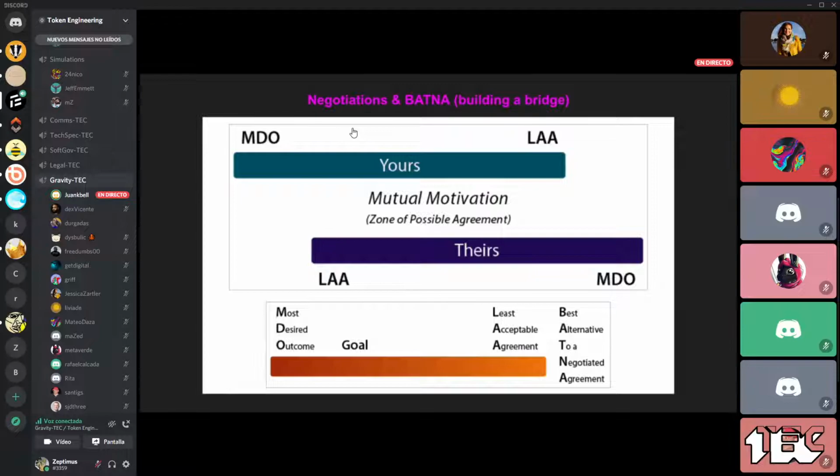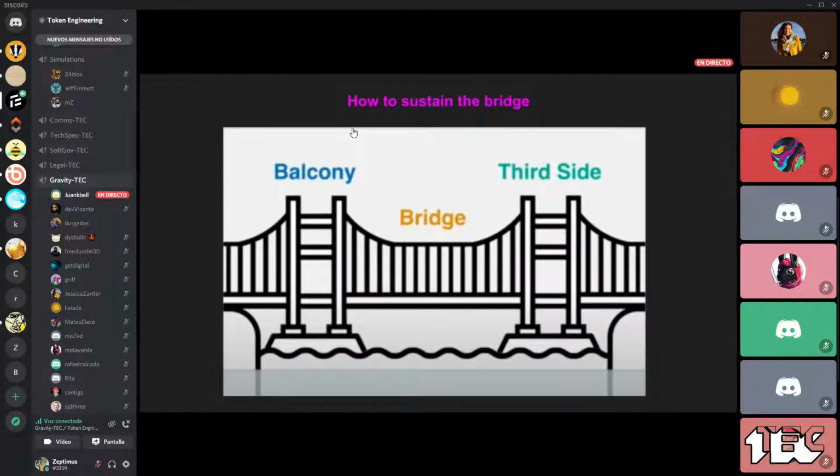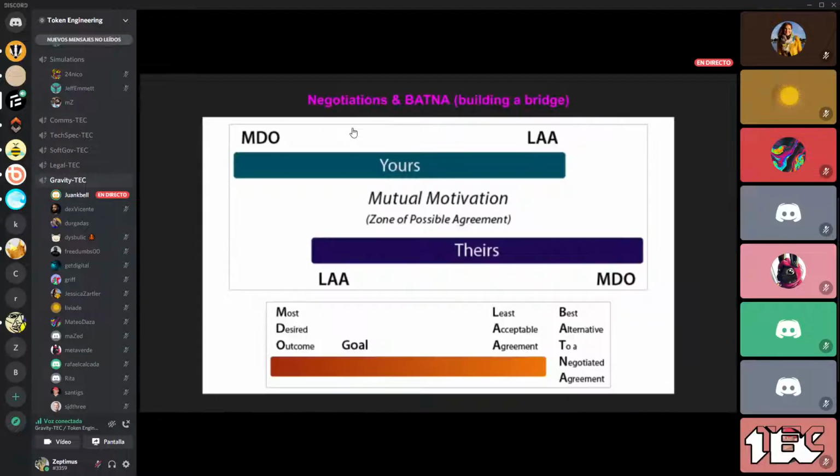And he's saying how to sustain the bridge. Here we'll be building a bridge. We are bringing together people that are far away from each other and trying to take them to a possible agreement. And yes, we can build that possible agreement, but the bridge collapses if it doesn't have space to be robust. And these spaces for a sustainable bridge are the balcony and the third side.